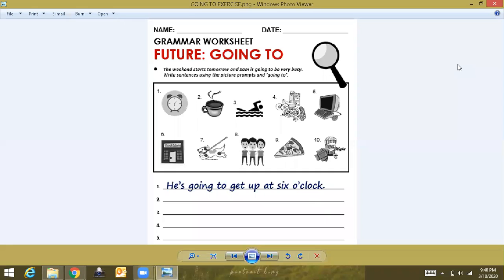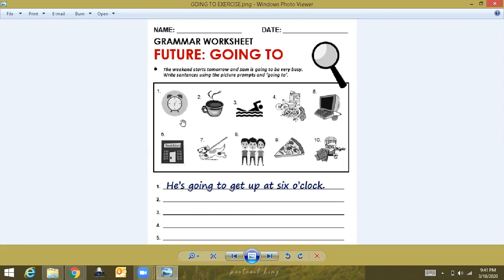Future: going to. The weekend starts tomorrow and Sam is going to be very busy. Write sentences using the picture prompts and going to. Exactly. So look at the first example. Thank you, Pamela. Look at the first example. He's going to get up at 6 o'clock.